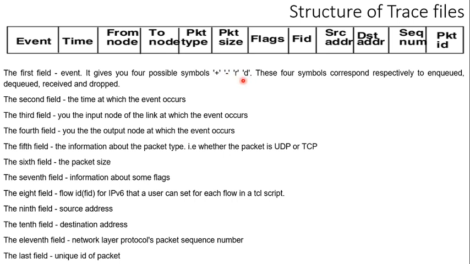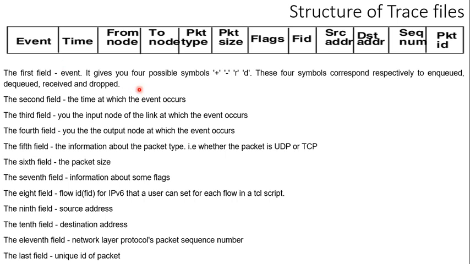Whenever a packet is received into the queue, it is added, so it is plus. Whenever it is sent out, it is minus, DQ. Whenever a packet is received, you just say R, because there is a receiving packet. And there will be a set of packets which will be dropped, so for that you say D.